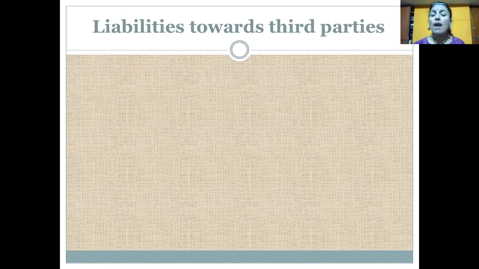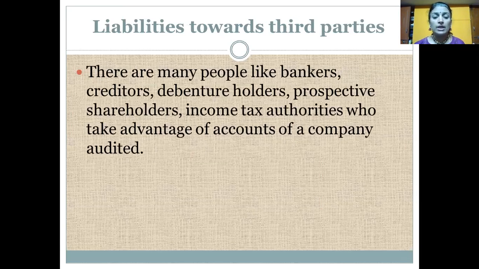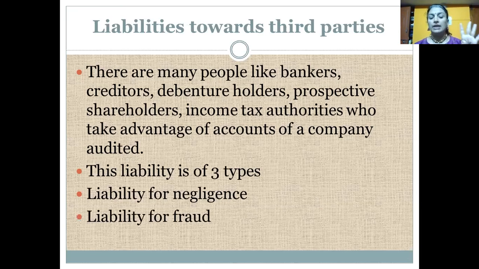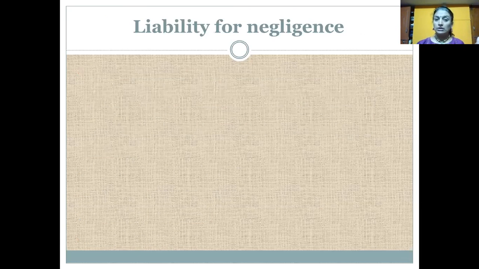And who are these third parties? Liabilities towards third parties: there are many people like bankers, creditors, debenture holders, prospective shareholders, and income tax authorities. These are all called third parties. They take advantage of the audited accounts of a company. They believe the auditor's report and the audited accounts. So if anything happens, the liability will be of three types: liability for negligence, liability for fraud, and liability for libel. Let us understand them one after the other in detail.